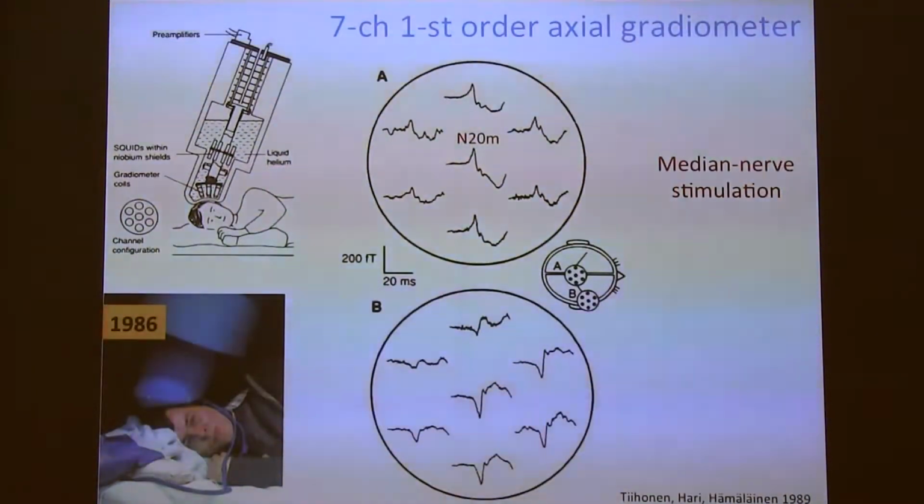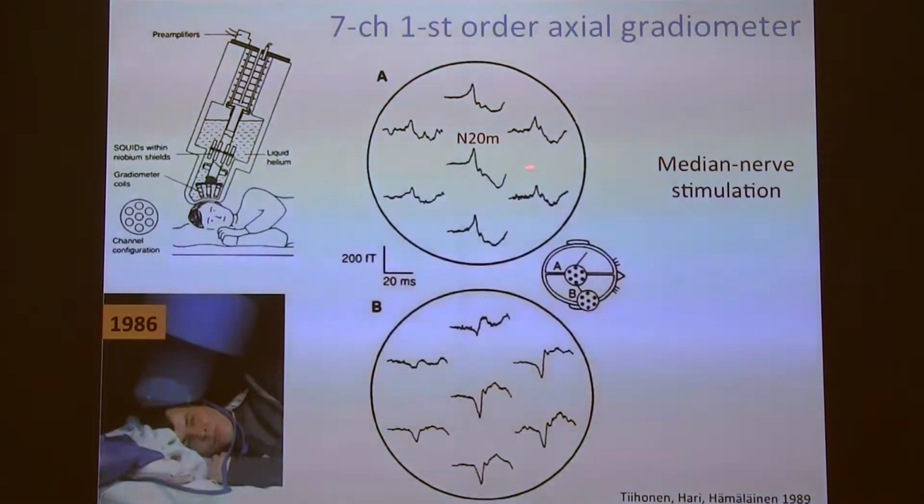Okay. Then yesterday we also saw plans to make a 7-channel high-Tc device. This was our 7-channel device from 1986, and here, for example, we have put it at two locations. Again, it was a first order, axial gradiometer, so there's a polarity reversal between these two locations for this early 20 millisecond response.